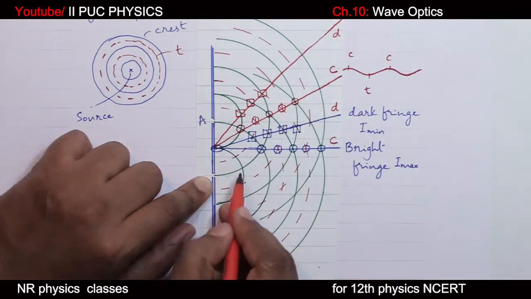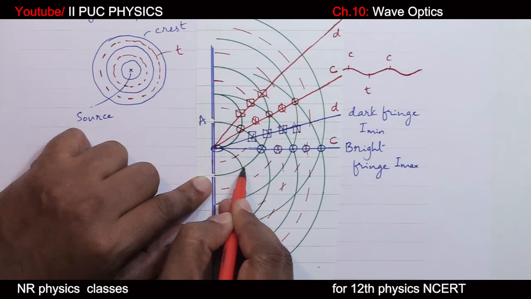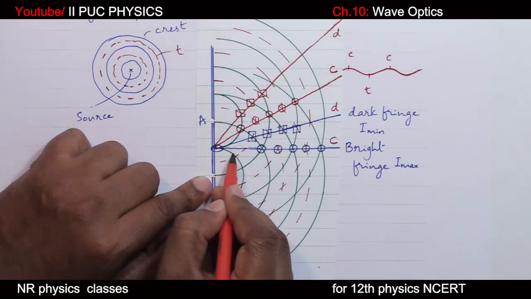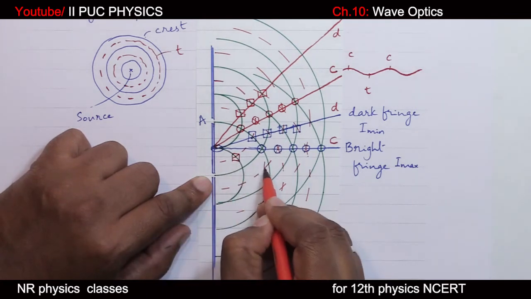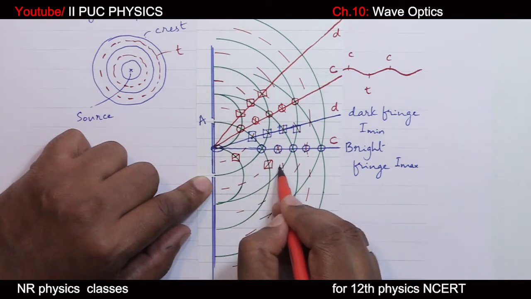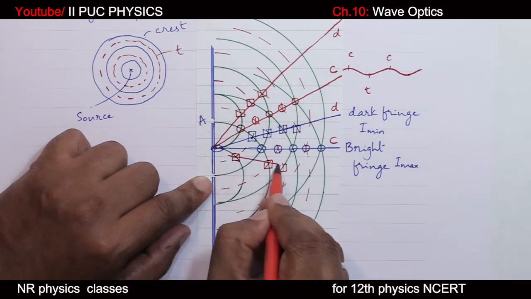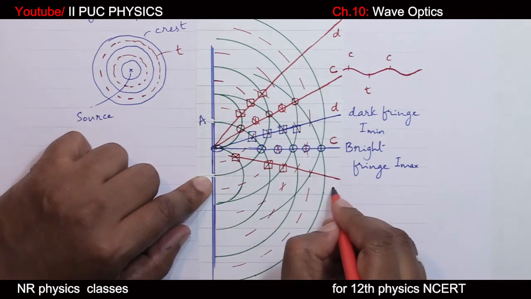Similarly, on the other side, crest on trough, trough on crest, crest on trough, trough on crest, crest on trough. So this results in destructive interference. D for destructive.